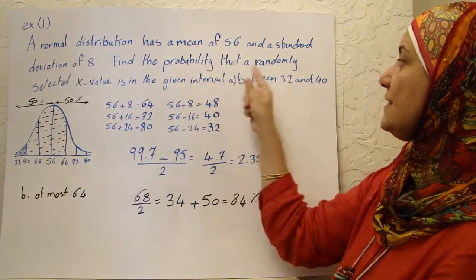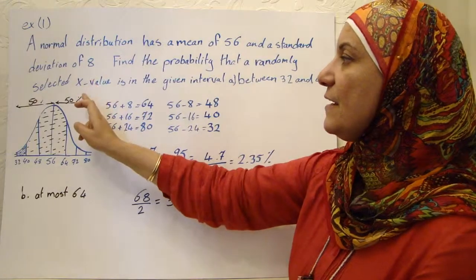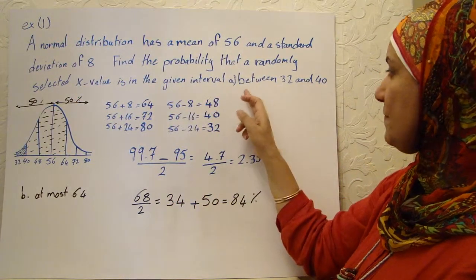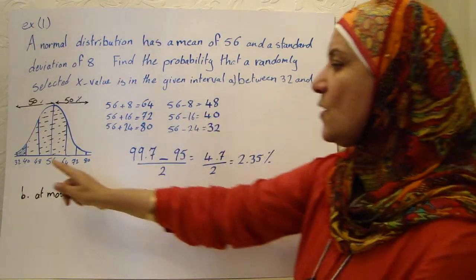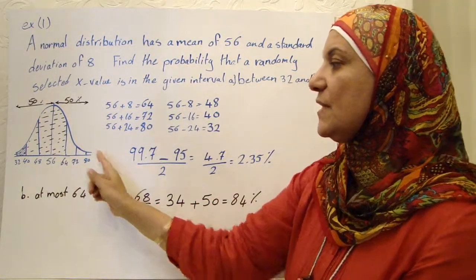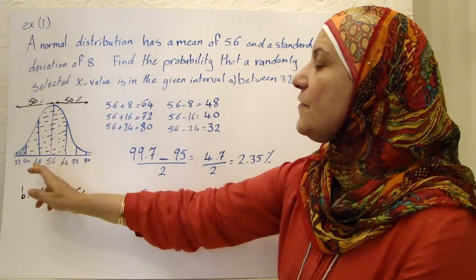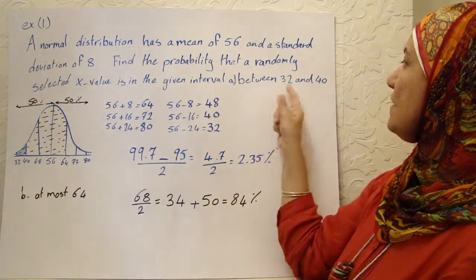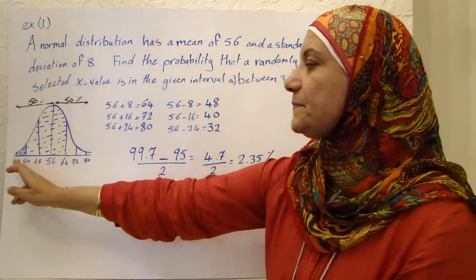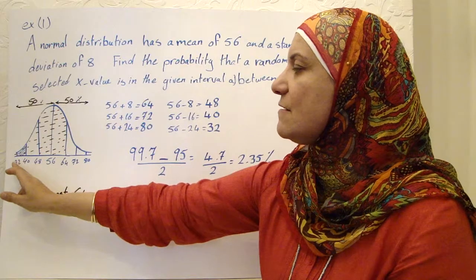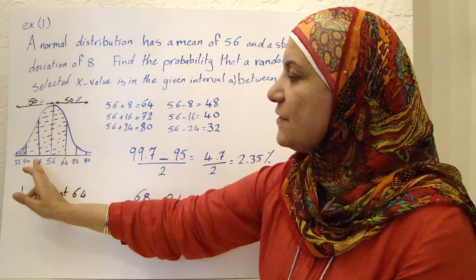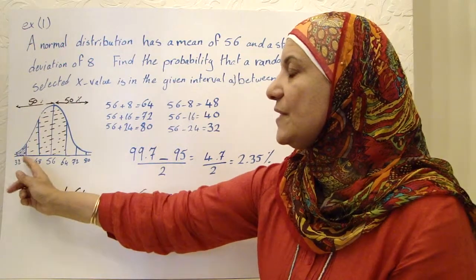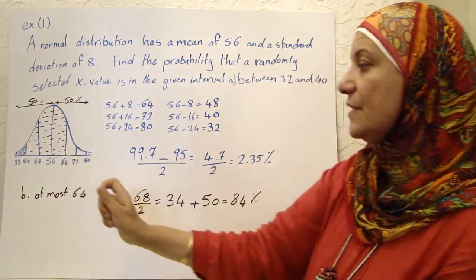Find the probability that a randomly selected x value is in the given interval, number 1, between 32 and 40. Where is 32 on my normal distribution curve? 32 is this last part. So it is between 32 and 40. So it is this part here, which is, this is my first deviation, this is my second deviation, this is my third deviation. So it is between the second and the third deviation.